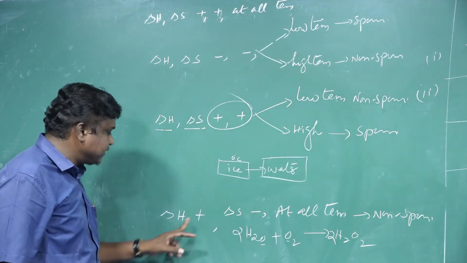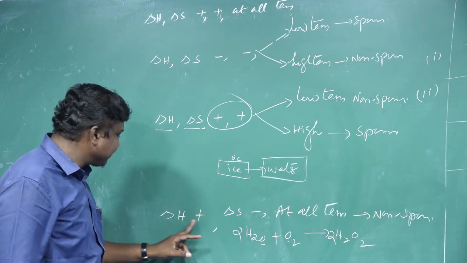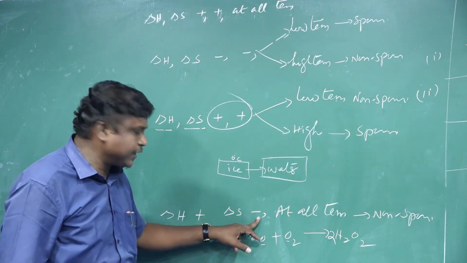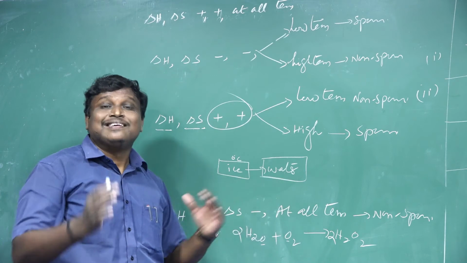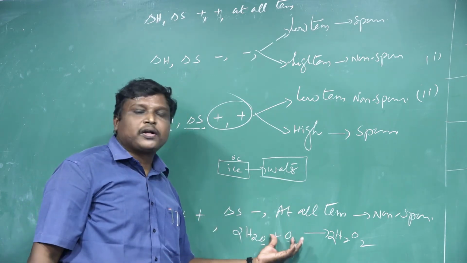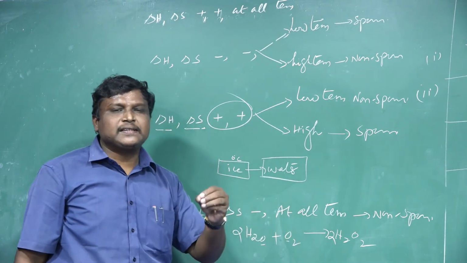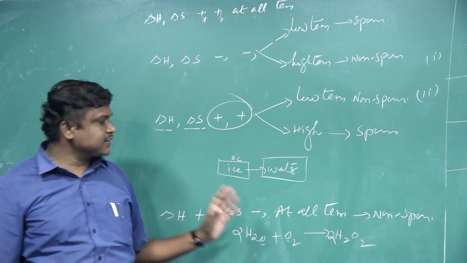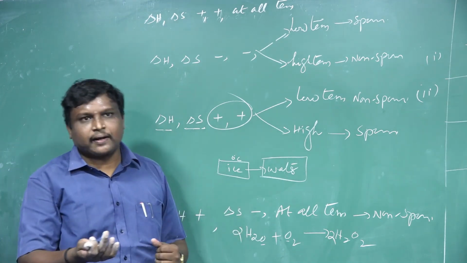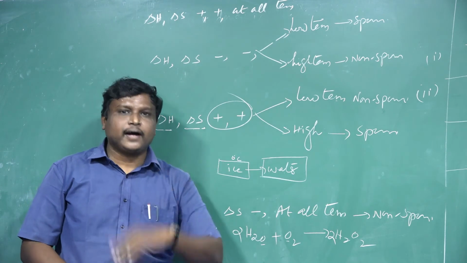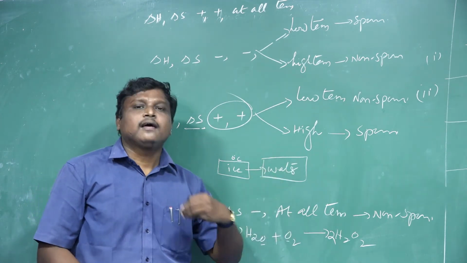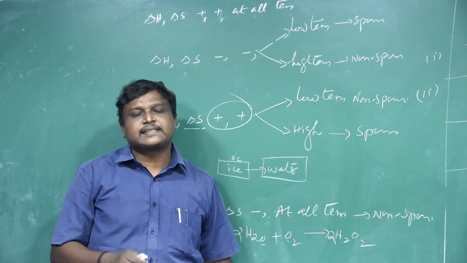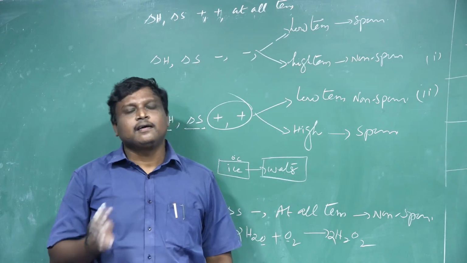If del H is positive and del S is negative, at all temperatures the reaction is a non-spontaneous process. Otherwise the temperature depends on the particular system, whether it absorbs or liberates heat. At low or high temperature, a particular reaction may be spontaneous or non-spontaneous.